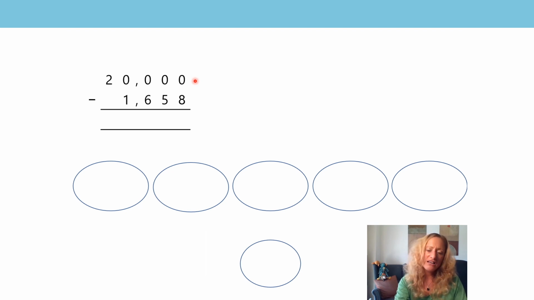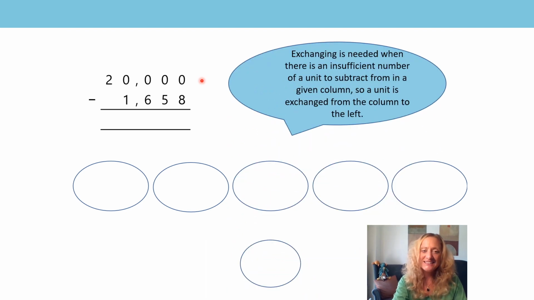And why do we think it makes it harder? So in my minuend here, I've got an awful lot of zeros in the columns, haven't I? And so it's really difficult to subtract a unit from the column if the column's got a zero and if it's not got any units in it. What do I have to do then to solve that problem? We exchange, don't we? Fantastic. And exchanging is needed when there's an insufficient number of a unit to subtract from in a given column. So a unit is exchanged from the column to the left. Brilliant. Do you all remember that?